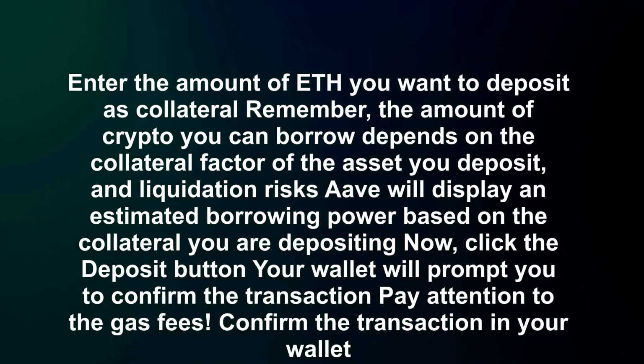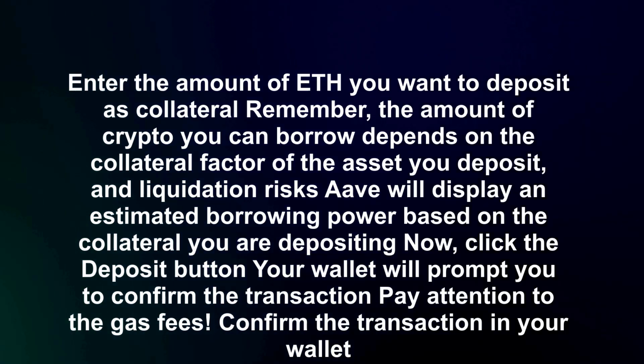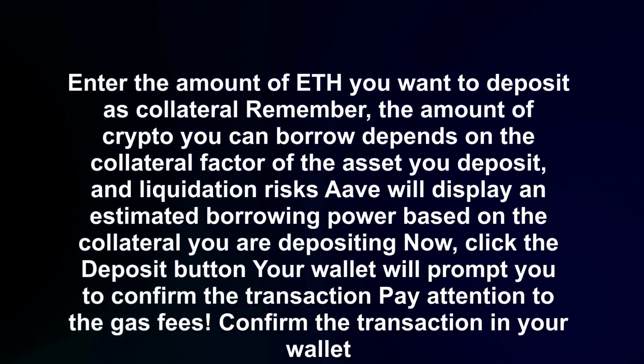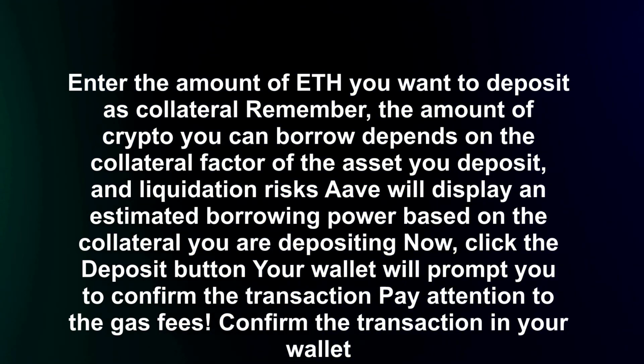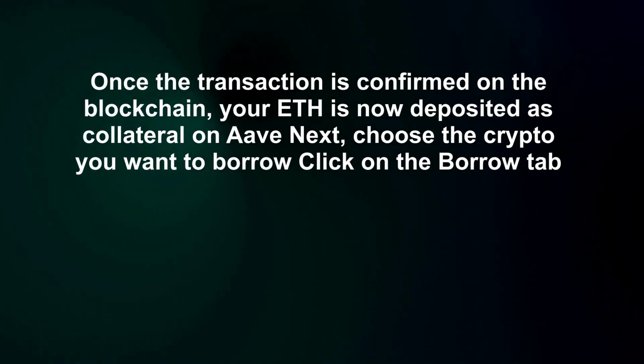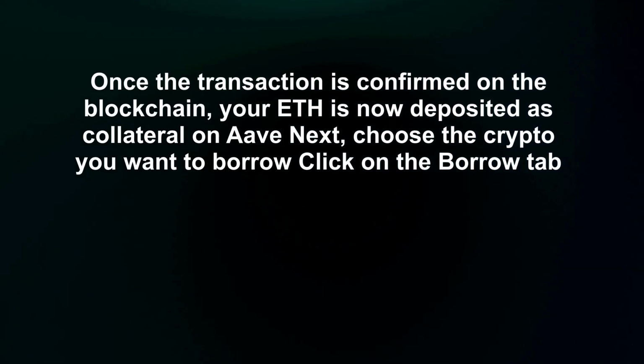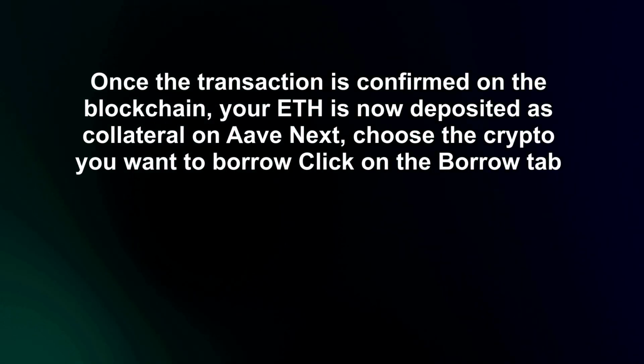Click the Deposit button. Your wallet will prompt you to confirm the transaction. Pay attention to the gas fees. Confirm the transaction in your wallet. Once the transaction is confirmed on the blockchain, your ETH is now deposited as collateral on Aave.